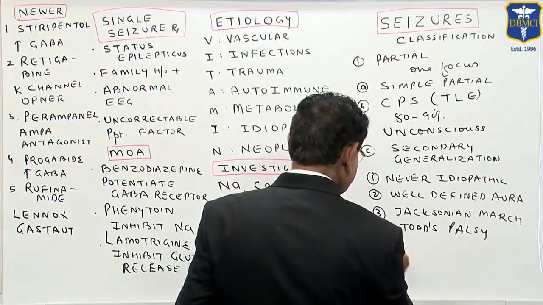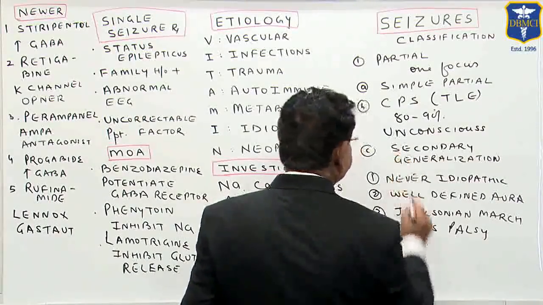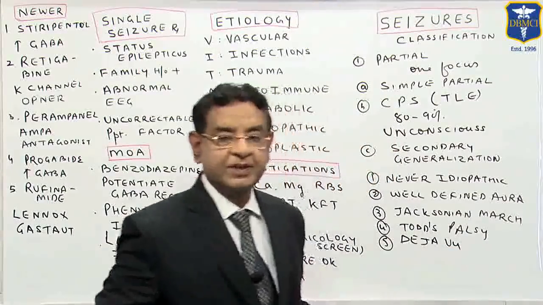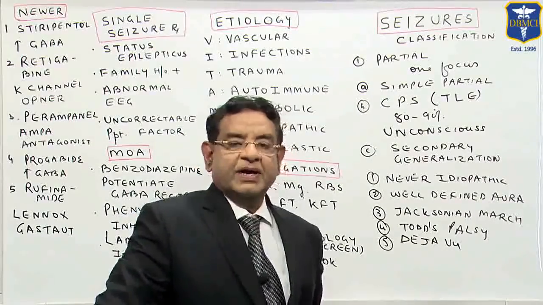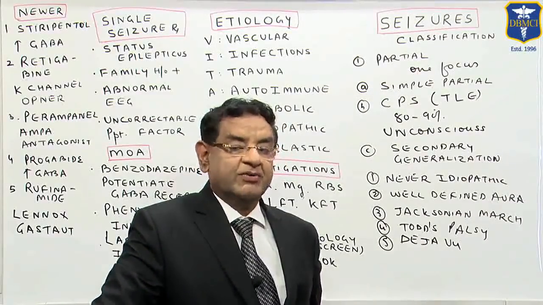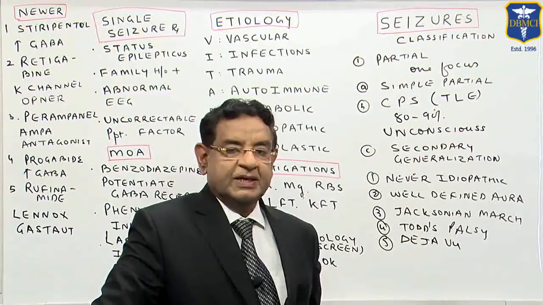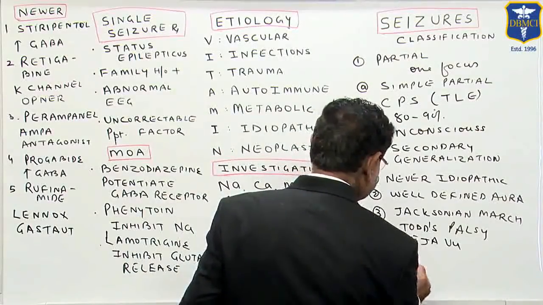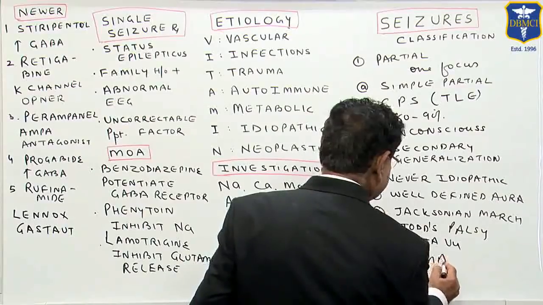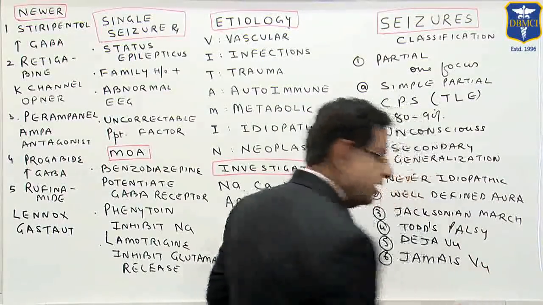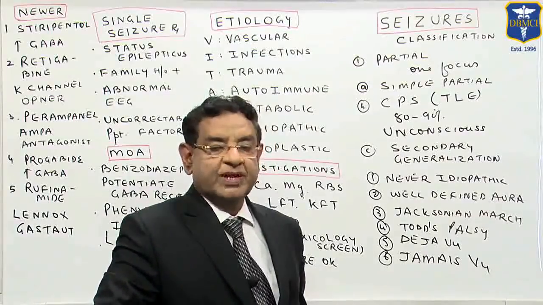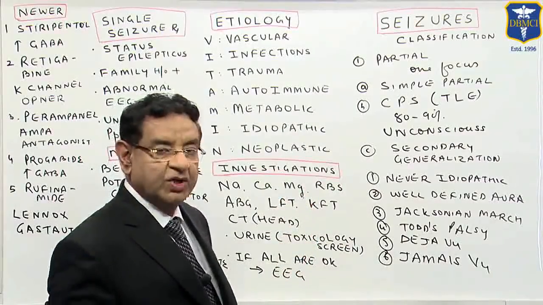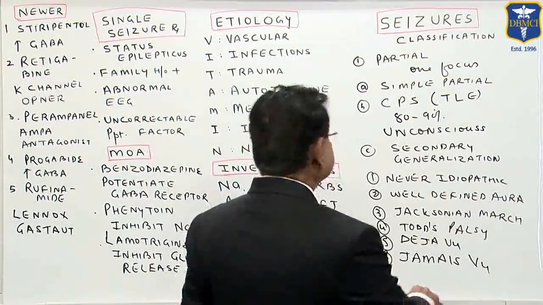Then one more thing that can happen in partial seizure is the deja vu phenomenon. In deja vu, an unknown person looks very familiar. Similarly, we have one more term called jamais vu, where even a known person looks very unfamiliar. So all these we see in focal seizure, the so-called partial seizure.